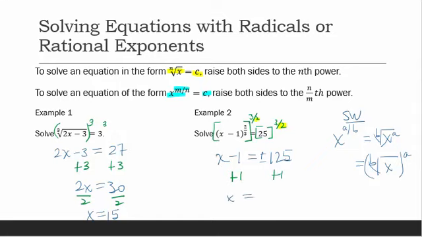And we get x equals 1 plus or minus 125. So 1 plus 125 is 126. 1 minus 125 is negative 124. And check your solutions in the initial equation.